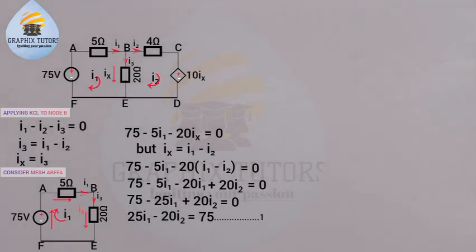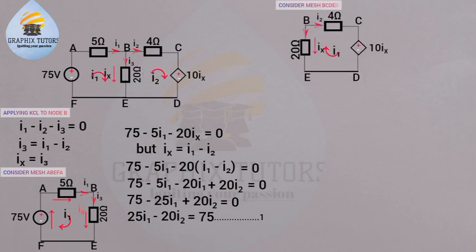Now we move forward. We'll consider mesh B, C, D, E, B. We're starting from point B, and we're going clockwise also, the direction of my current. Now since the current is going into the resistor there and we're moving in the same direction, we'll have a negative voltage. So we'll have minus 4 times I2, so we're having negative.